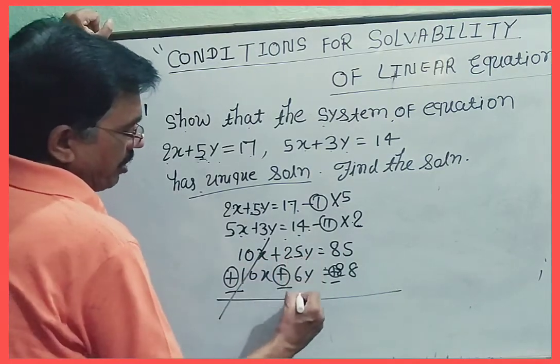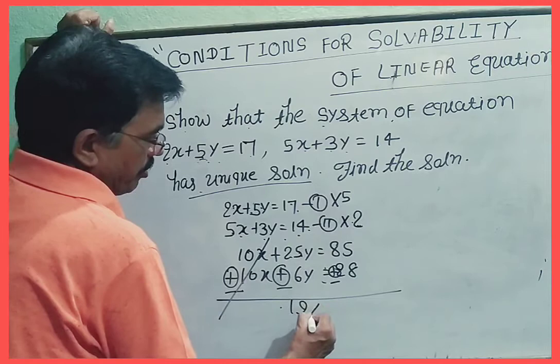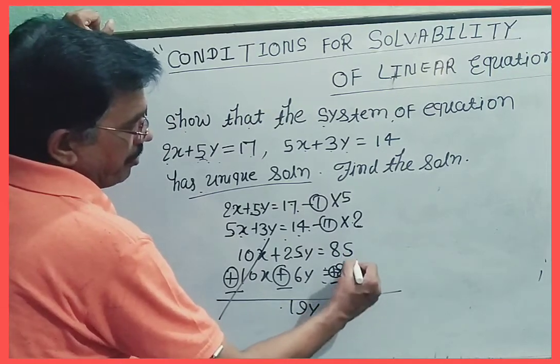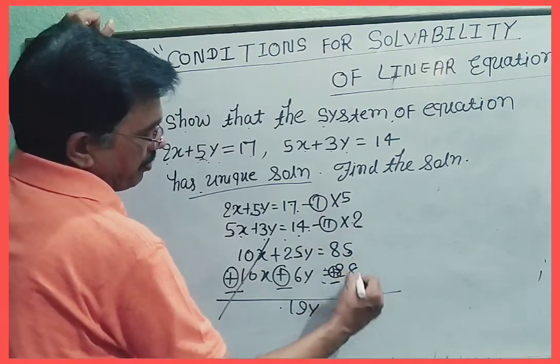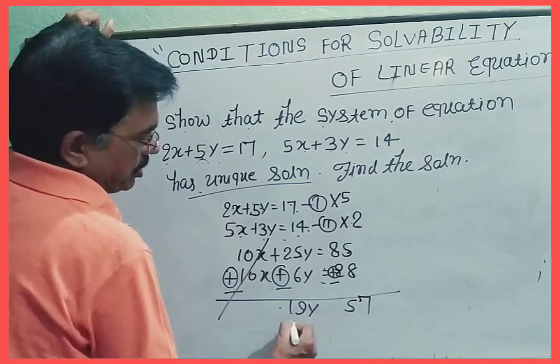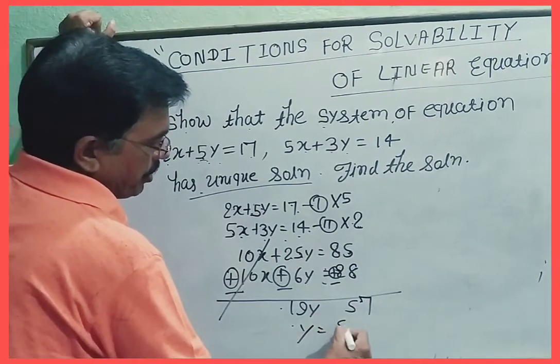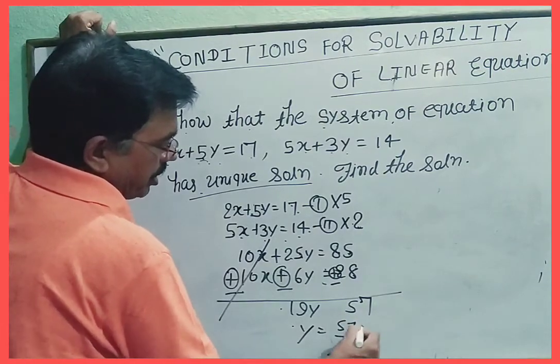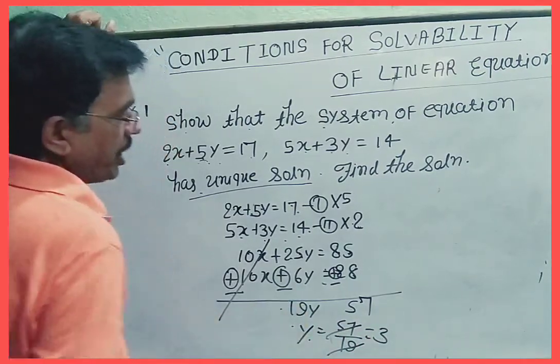Here 25 minus 6 is 19y. And 85 minus 28 is 57. So what is the value of y? That is 57 by 19, which is 3. So the answer is y = 3.